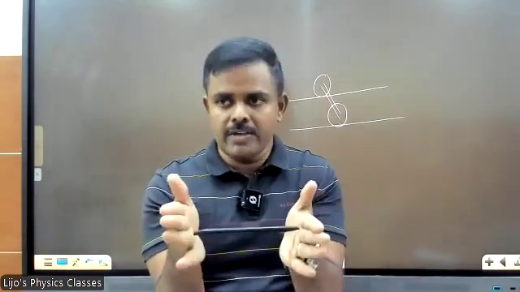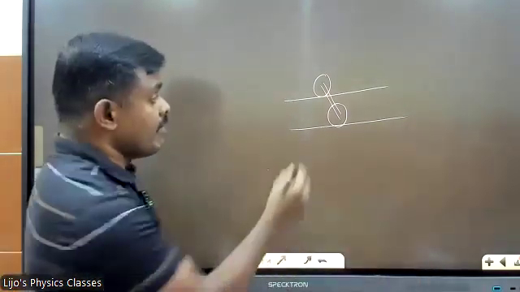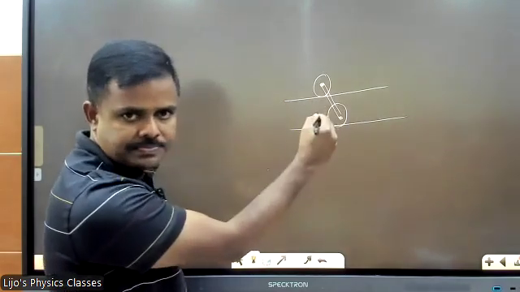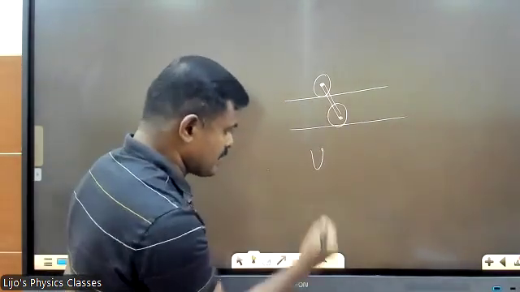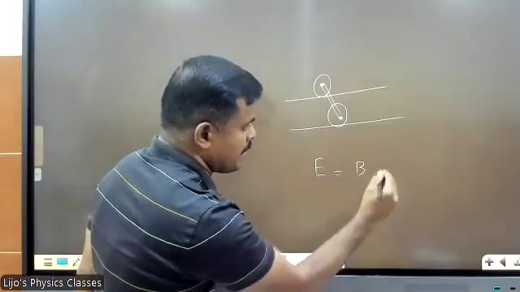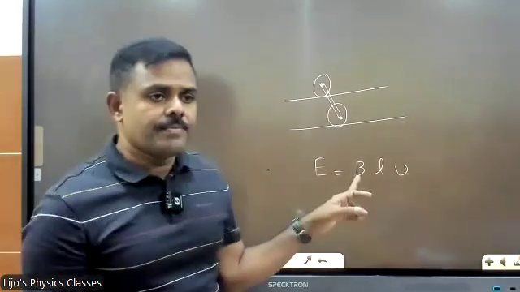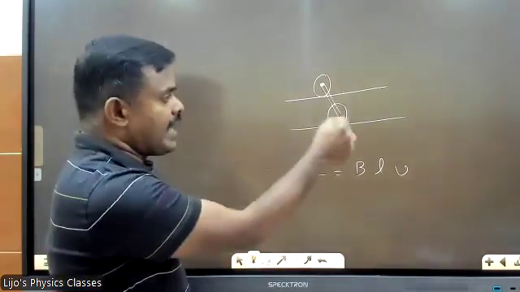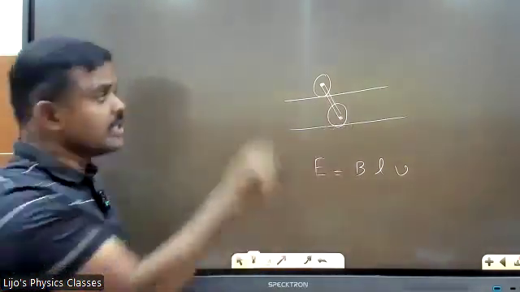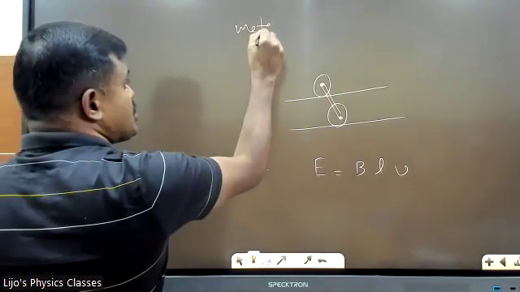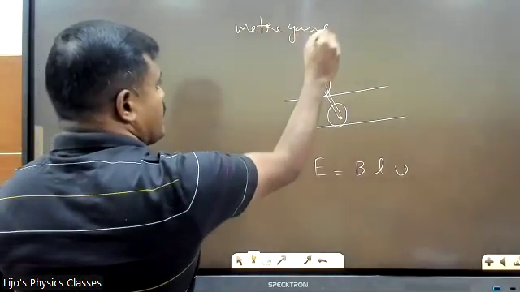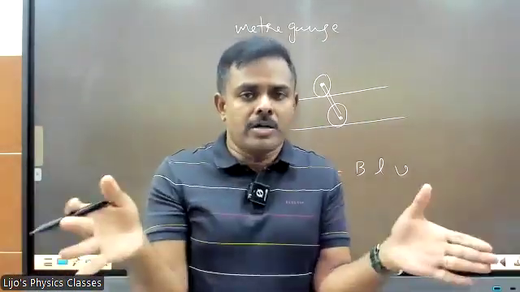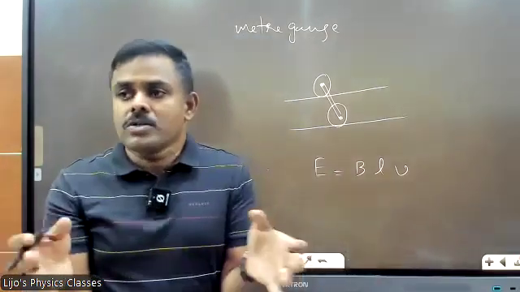So how do they ask the question? They will ask you to find the motional EMF generated between the rails. There also, motional EMF is given by BLV. What is B? Magnetic field of Earth. What is L? The length of the axle. So there lies the catch. They'll say meter gauge train. Meter gauge train is not the kind of train you see nowadays. It was a small train from the British era. That is called a meter gauge train.